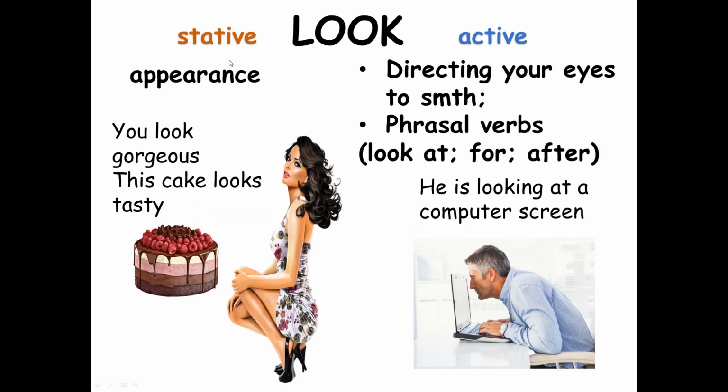Look. As a stative verb, it means appearance. It expresses appearance. For example, you look gorgeous. This cake looks tasty. But as an active verb, it means directing your eyes to something, and it can be phrasal verbs. For example, look at, look for, look after. For example, he is looking at a computer screen.